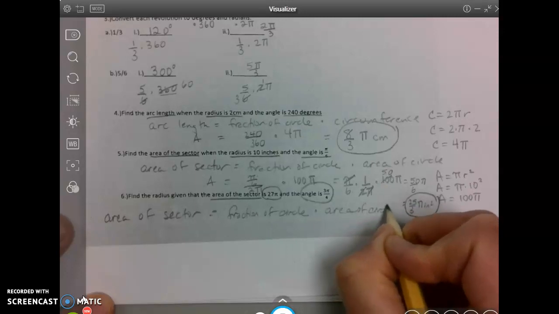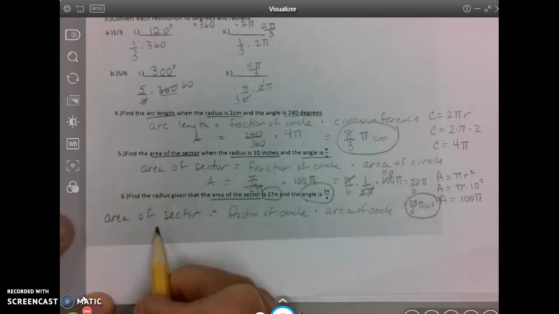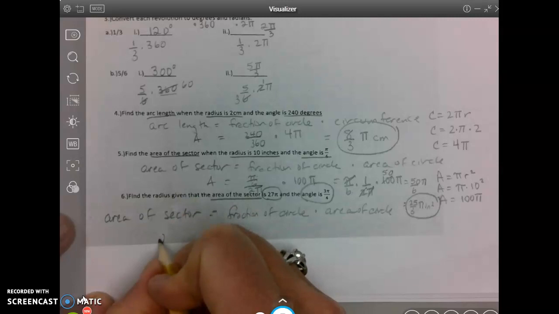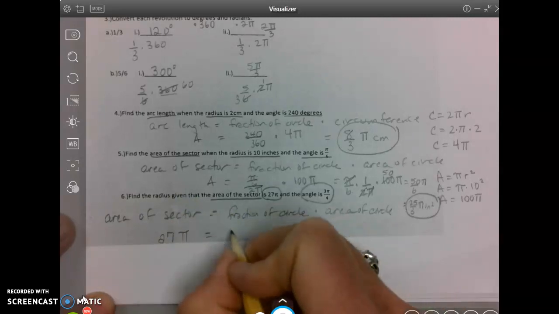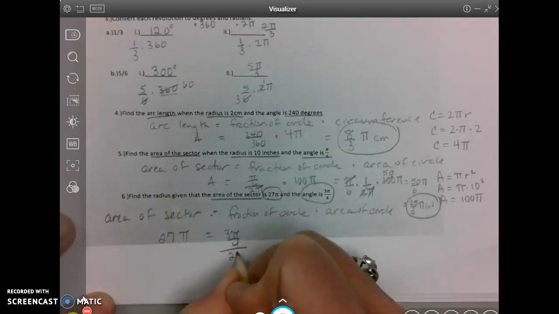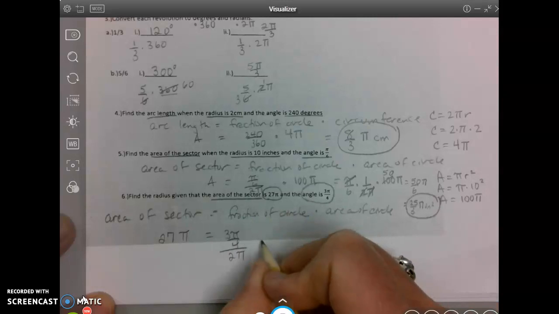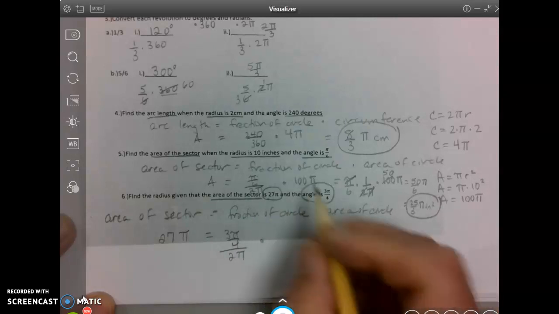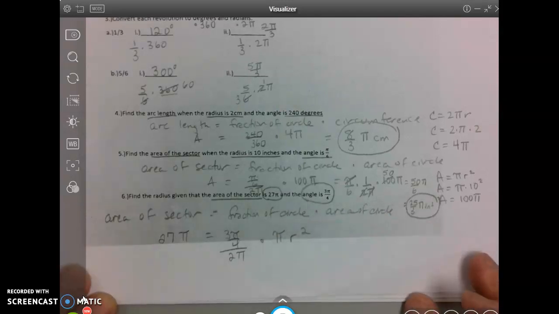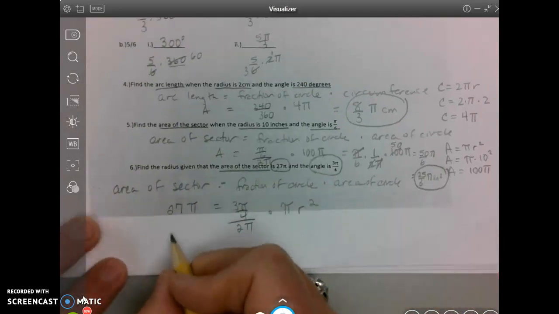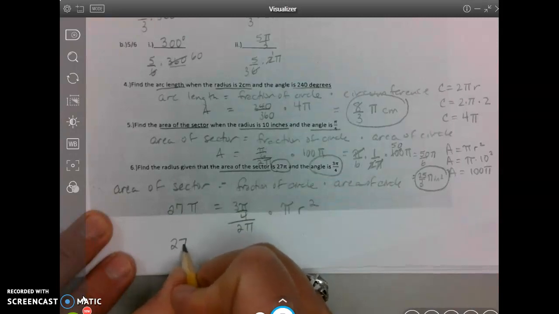of the circle. So I know the area of the sector is 27 pi. The fraction of my circle is 3 pi over 4 out of 2 pi times the area of a circle, which is pi r squared. And the r is what I don't know. Let's do some simplifying here.